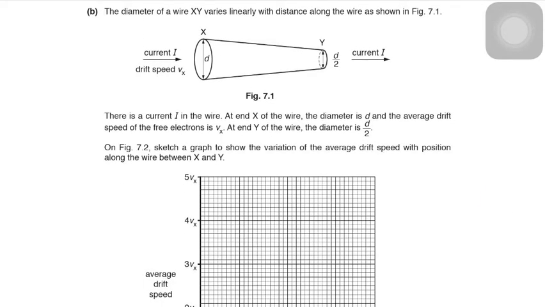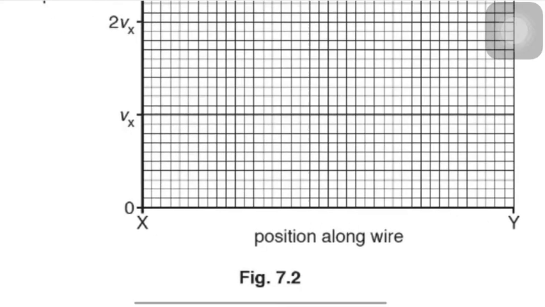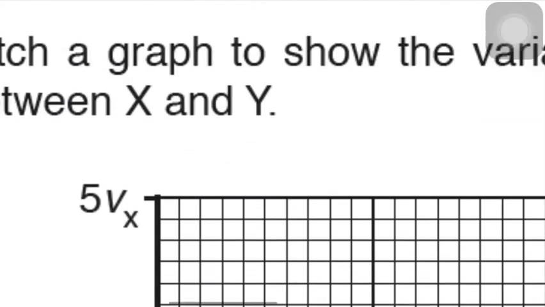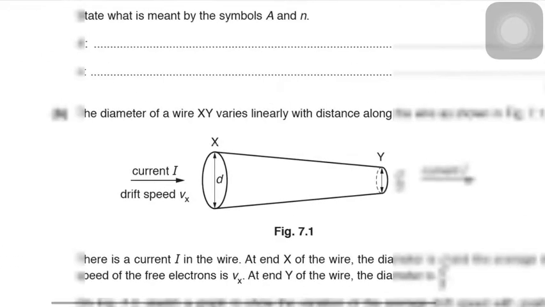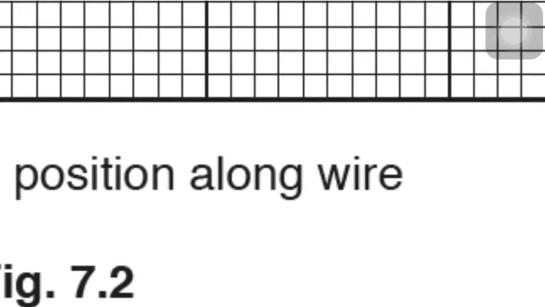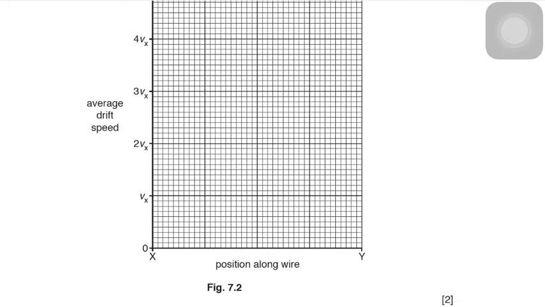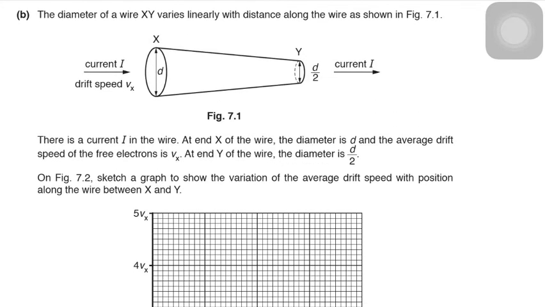We have a wire with constantly decreasing cross-sectional area, constantly decreasing diameter, and you are asked to plot the graph for the position along the wire. So x is here, and then y is here, and corresponding to it is your y. We are going to see how this drift speed varies with the diameter. The drift speed when it enters here is Vx.